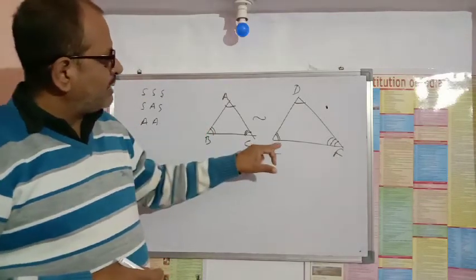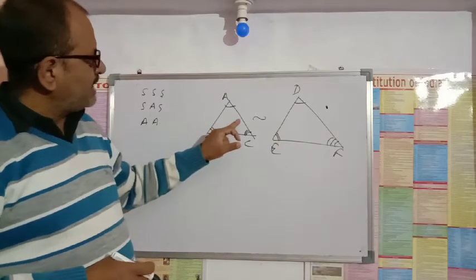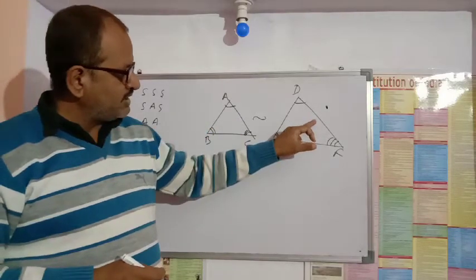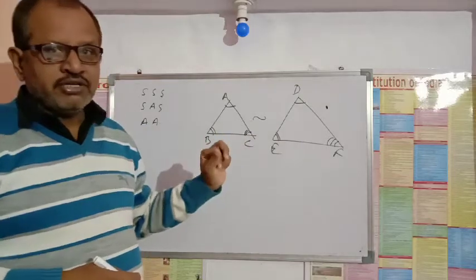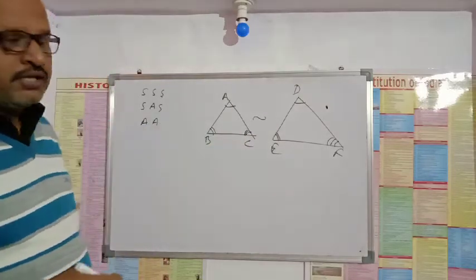Angle B and angle E are equal. Angle B is opposite side AC, angle E is opposite side DF. They are corresponding sides, so their ratio will be equal.